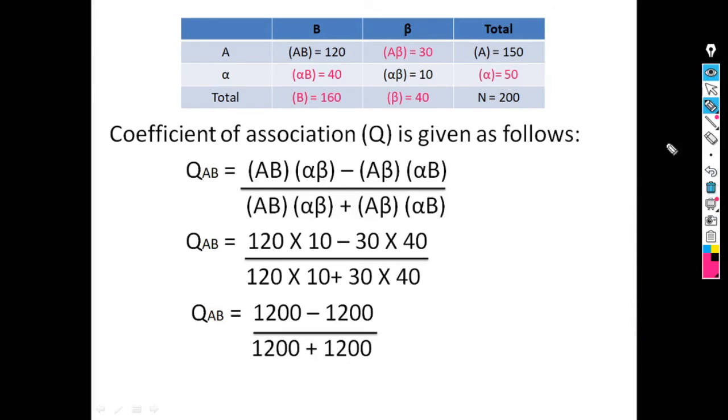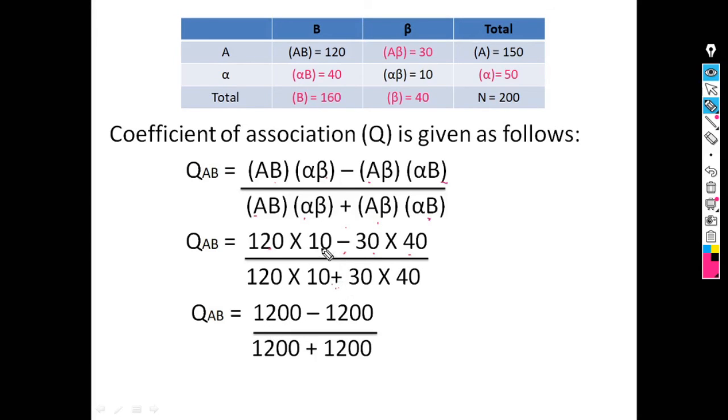Now we have to find Yule's coefficient of association. So the formula of Yule's coefficient of association is AB into alpha beta minus A beta into alpha B, divided by AB into alpha beta plus A beta into alpha B. Now the value of AB is 120 into alpha beta is 10, minus A beta is 30 into alpha B is 40. The same thing in the denominator, only the sign changes. In the numerator the sign is minus and in the denominator the sign is plus.